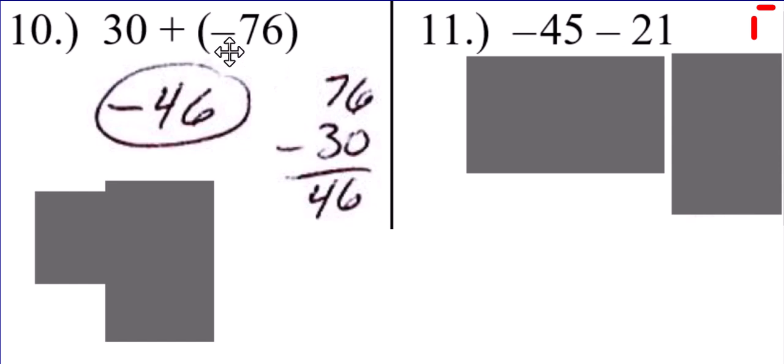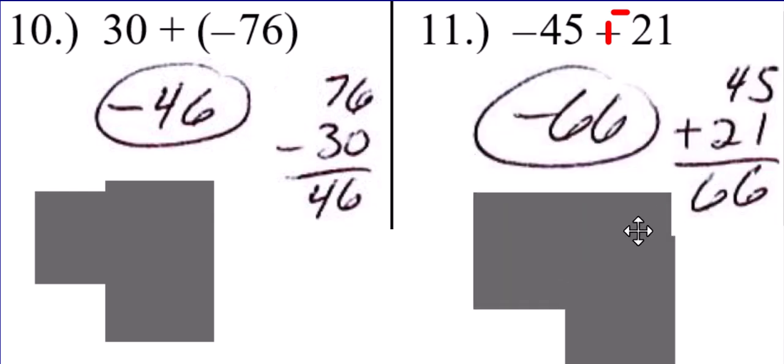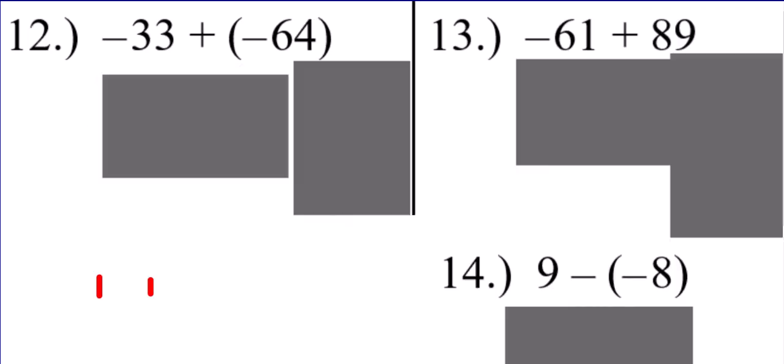Problem number 11, subtraction is the same as adding the opposite. That's what you should have done first. Notice we now have same signs. So we're going to add off to the side, giving us 66. The answer stays a negative, negative 66. If you messed up, feel free to hit pause and fix your work. Otherwise, I'm going to keep going.